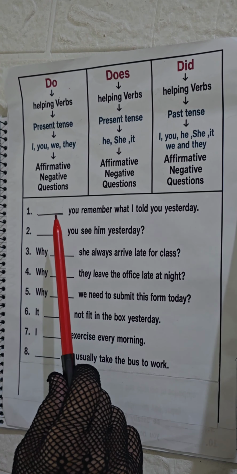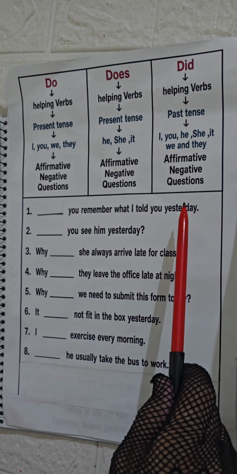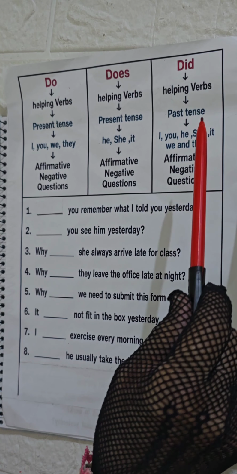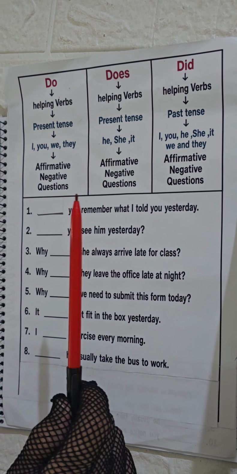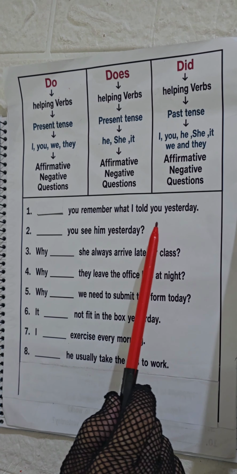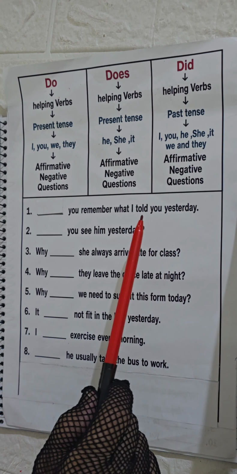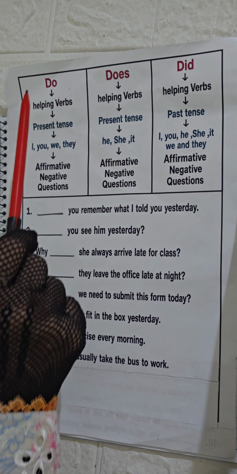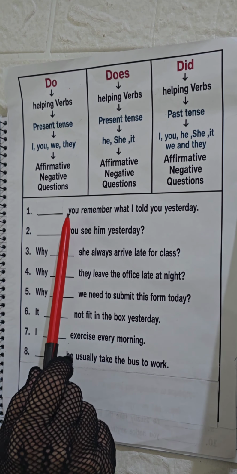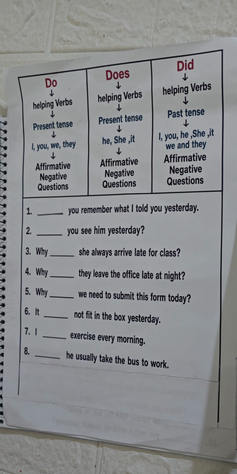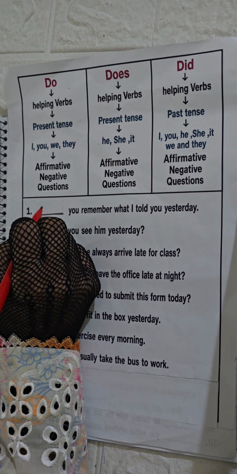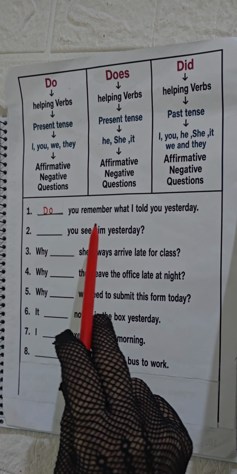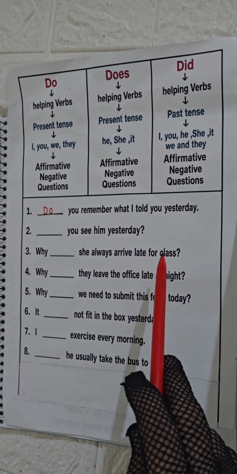Number one: blank, you remember what I told you yesterday? What will you write in the blank? Do, does, or did? Before answering, look at the sentence. Firstly, it is in the present tense, and the question is about yesterday. Secondly, we use do because the subject is you. Therefore, we will write do in the sentence. Now the complete sentence will be: do you remember what I told you yesterday?